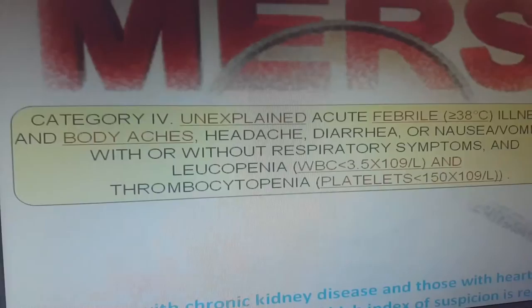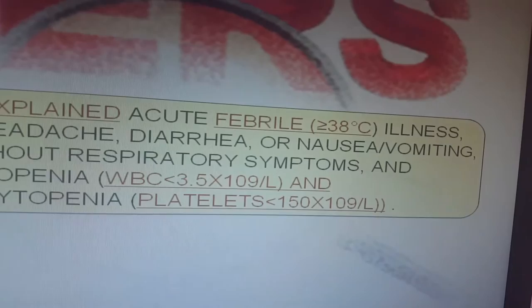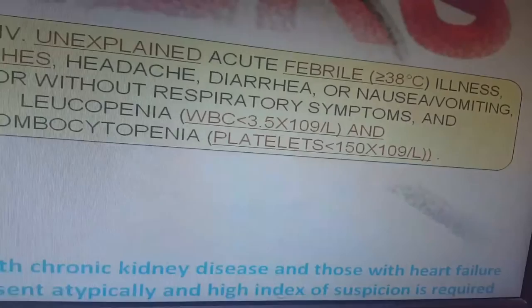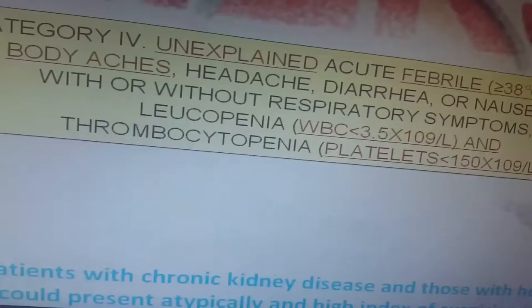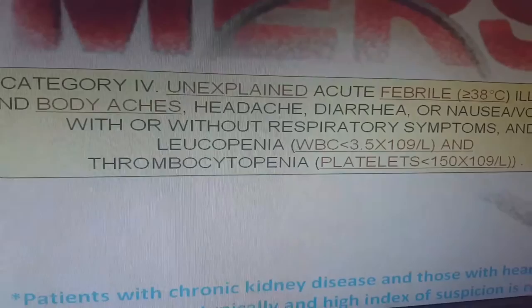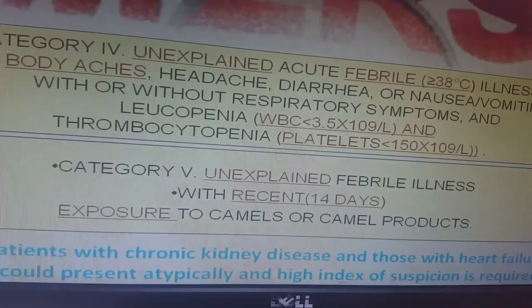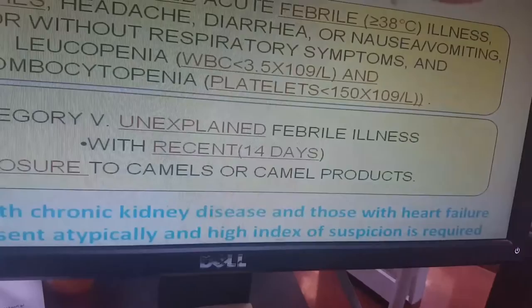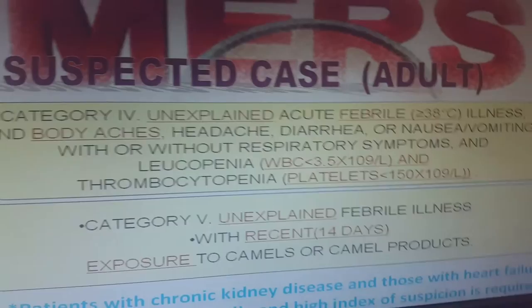Number 4: unexplained acute febrile illness, 38 or more, with body ache, headache, diarrhea, or nausea and vomiting, with or without respiratory symptoms, and leukopenia, with white blood cells less than 3,500, and thrombocytopenia, with platelets less than 150. At this time, you have to consider this patient a suspected case, deal with them, and isolate the patient. The last category, category 5, is unexplained febrile illness with recent exposure within 14 days to camels or camel products. This is a suspected case of MERS-CoV for adults.